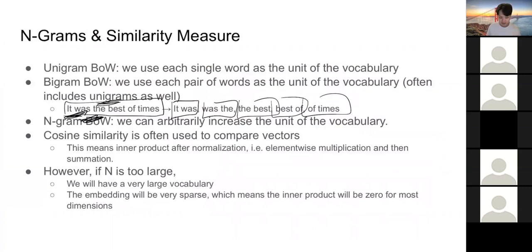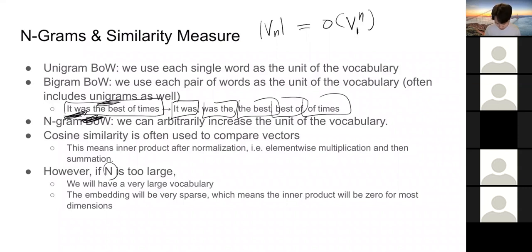But of course, it can't account for words that are different but have similar meanings. That's one issue. But another issue I want to talk about first is that when we're using n-gram bag of words, if n is too large, then we'll have a very large vocab because there are so many possible combinations of words. In big O terms, the vocab size of the resulting n-gram will be the unigram vocab to the power of n. The vocab size of unigram can be as big as something like 100,000, and if n is 5, then you're talking about 100,000 to the power of 5, which is very large.